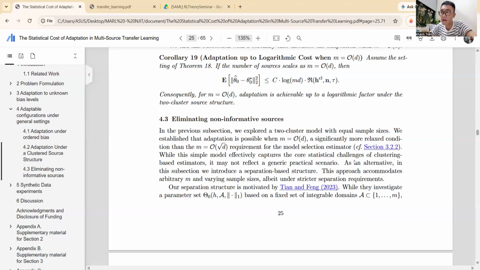So there are three assumptions or configurations for which they provide the algorithm.